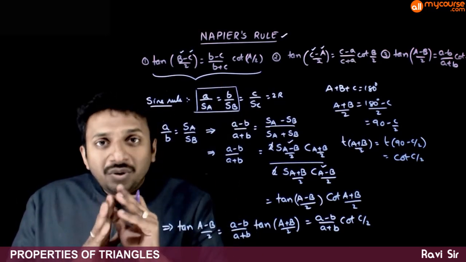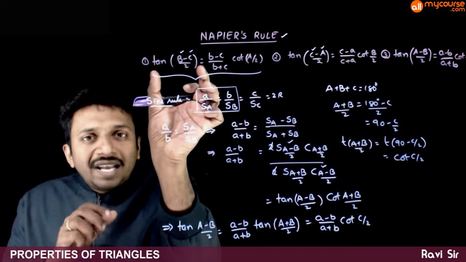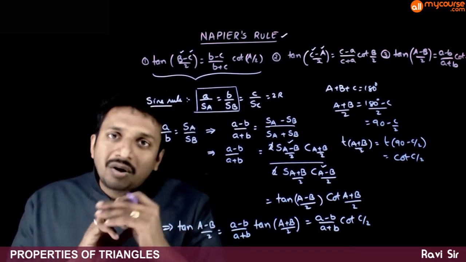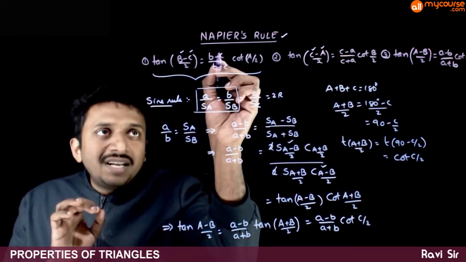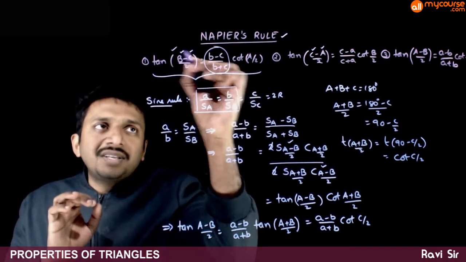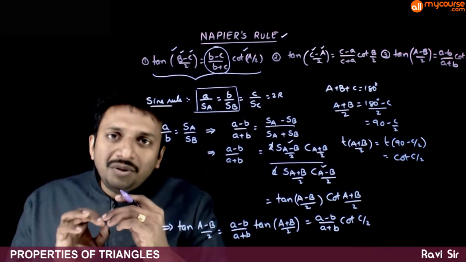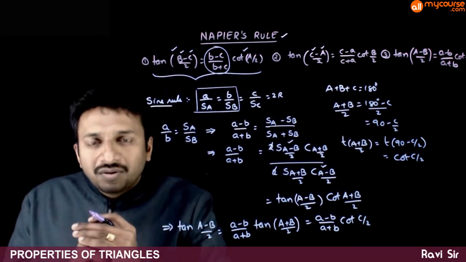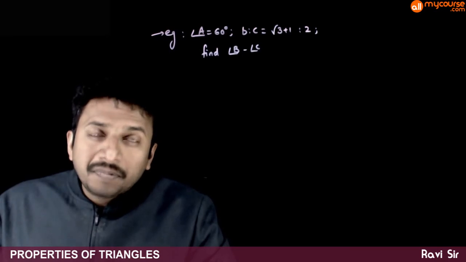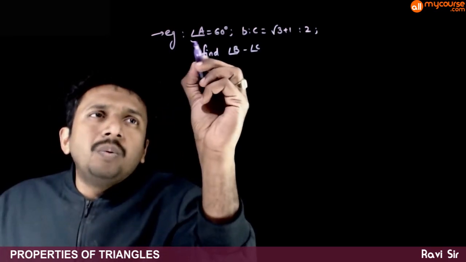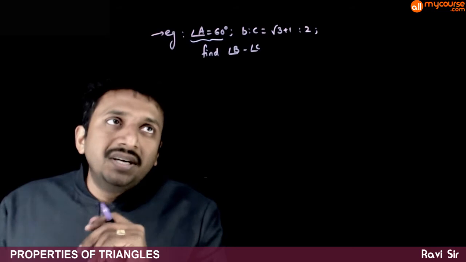So this Napier's rule will be used in questions involving tan of (B − C)/2 or cot of A/2. You can very clearly see in the question, if the question contains terms like this, or this, or this, we usually use Napier's rule to solve those questions. So let us take an example. In this question, you're given that angle A is equal to 60 degrees.